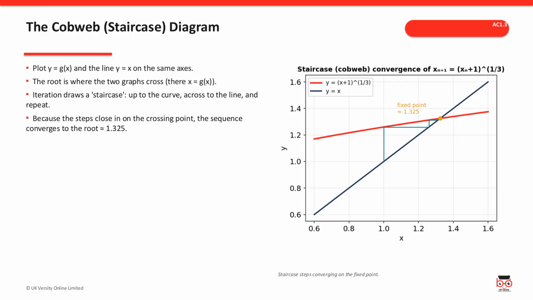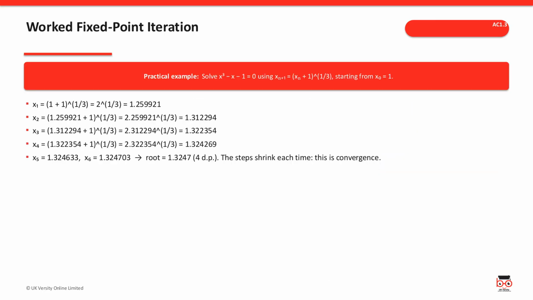about 1.325. Let's work this fixed point iteration all the way through, using x sub n plus 1 equals the cube root of x sub n plus 1, starting from x naught equals 1. The first step is the cube root of 2, about 1.259921. Feed that back, and the cube root of 2.25921 gives 1.31294, then 1.322354, then 1.324269. Carry on, and the values creep to 1.324633, then 1.324703, settling at 1.3247 to 4 decimal places.